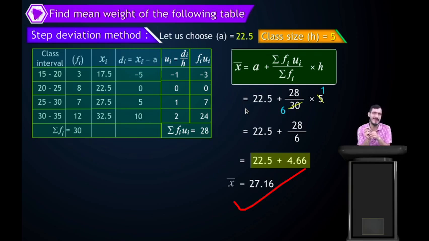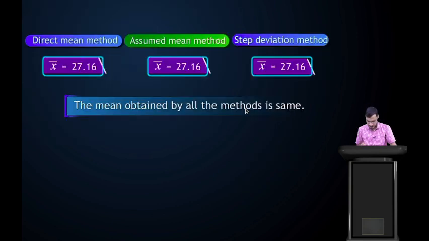So students, there is one more method, that is the step deviation method. The formula is x bar is equal to a plus sigma fi ui divided by sigma fi, into h. The answer by the direct mean method is 27.6, and likewise for the assumed mean method and the step deviation method.